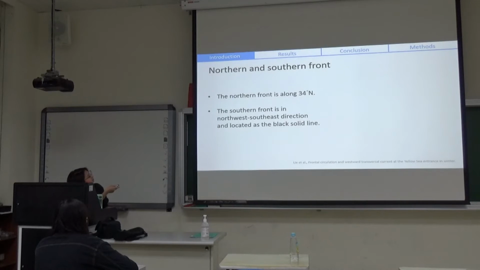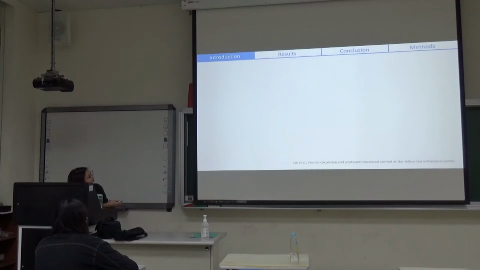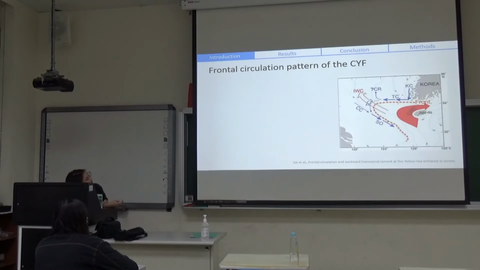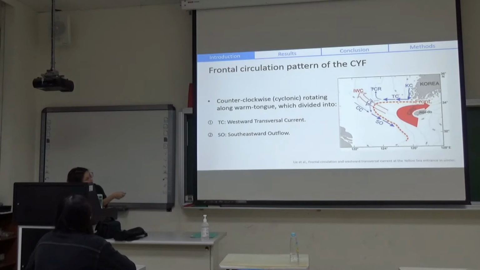The warm tongue can be divided into the northern front along 34 degrees north latitude, and the southern front in the direction of northwest to southeast. And the frontal circulation pattern of the JYF is a counterclockwise flow rotating here, and the flow contains the westward transverse current and the southeastward current named SO.